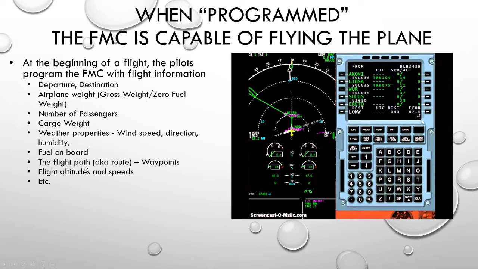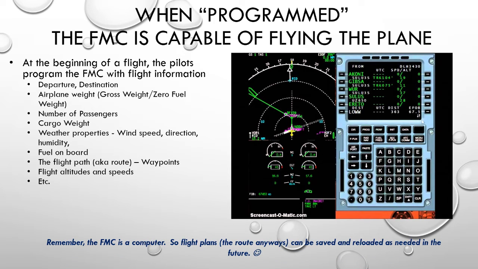Most importantly, the flight path. That's the route or the list of waypoints from the departure point to the destination. They also include our punch-in flight altitudes, altitude restrictions, speed restrictions, and as time warrants, while they're in flight, you can enter in holds, you can enter in missed approaches, you can enter in STARs, SIDs, you can enter a lot of stuff. It's a computer and you can quote-unquote program it. And once it's set up properly, it can fly the plane all by itself.